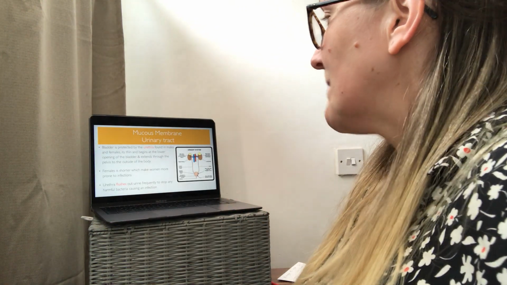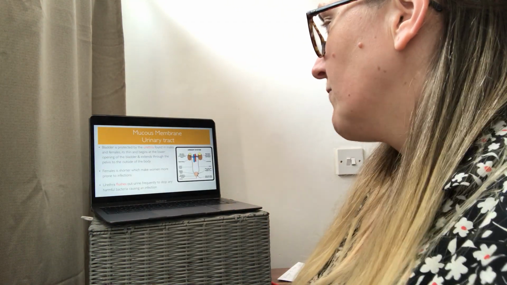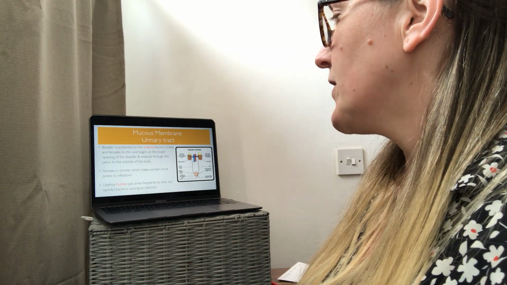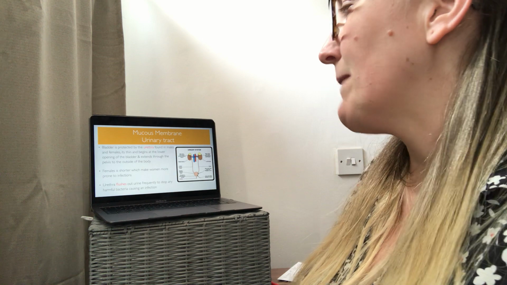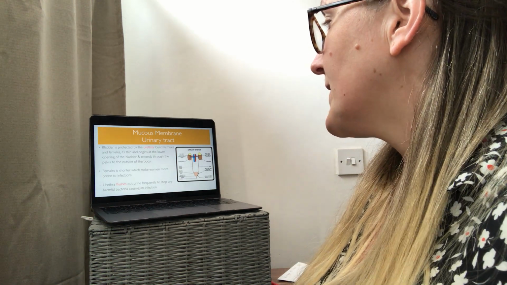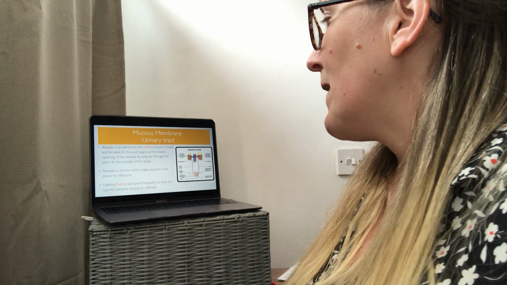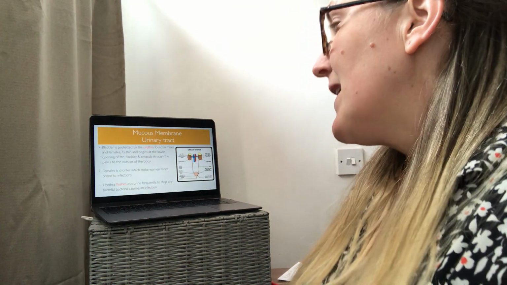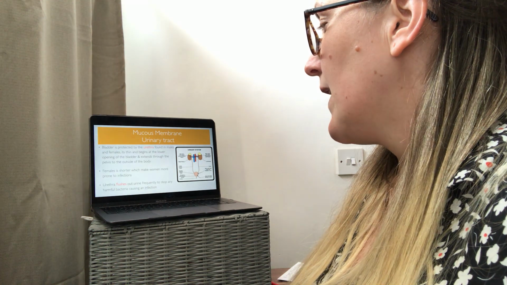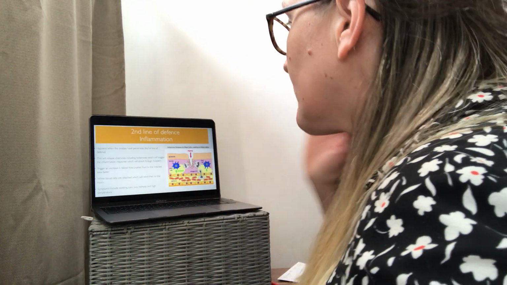Okay, so an example of this would be the urinary tract. The bladder is protected by the urethra, found in males and females. It's thin and begins at the lower opening of the bladder and extends through the pelvis to the outside of the body. The female urethra is generally shorter, which makes women more prone to water infections, and the urethra flushes out urine regularly to stop harmful bacteria causing an infection.